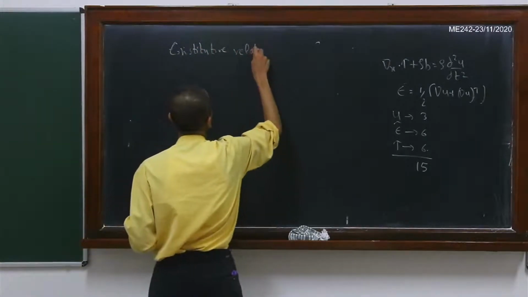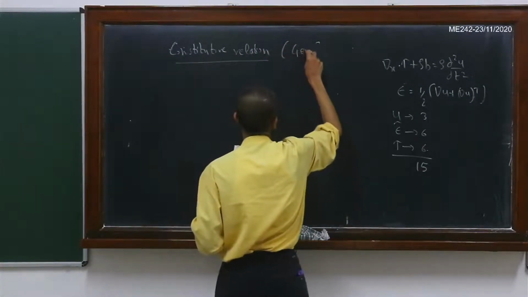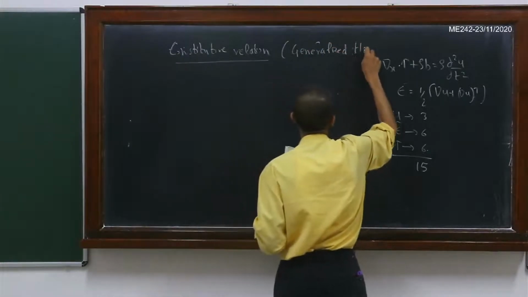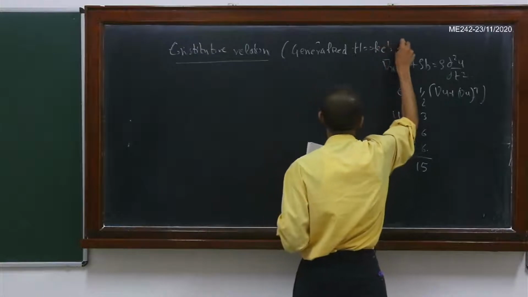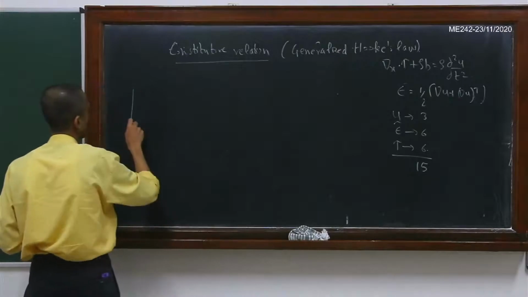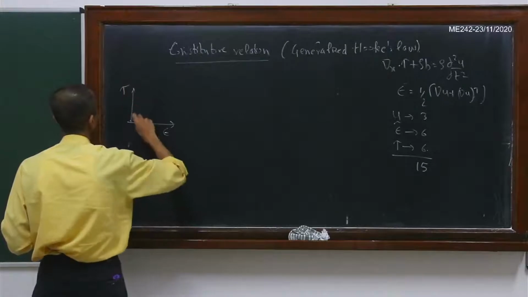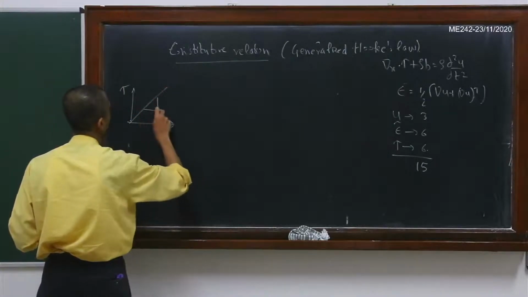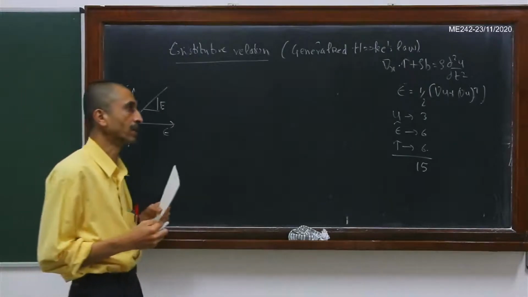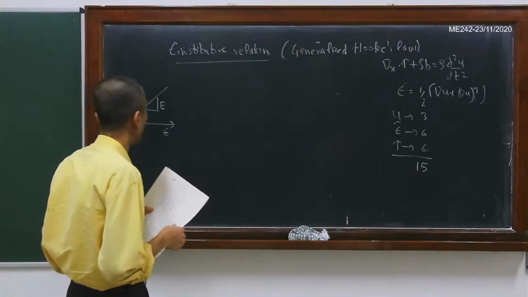So we will talk about what is known as the generalized Hooke's law. We have seen that in the 1D case, you know this, right? This is your epsilon and this is your tau, and the slope of that is your Young modulus. So this is Hooke's law. That stress strain graph, the slope of that gives the Young modulus, right?